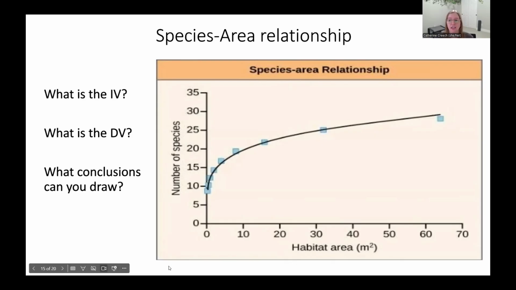What conclusions can you draw? The number of species in a habitat area increases very drastically up until about 10 meters squared. After 10 meters squared, the number of species still increases as the habitat gets bigger, but it levels off. So the increase is not linear to the size of the space. And this goes with our idea of biodiversity hotspots.